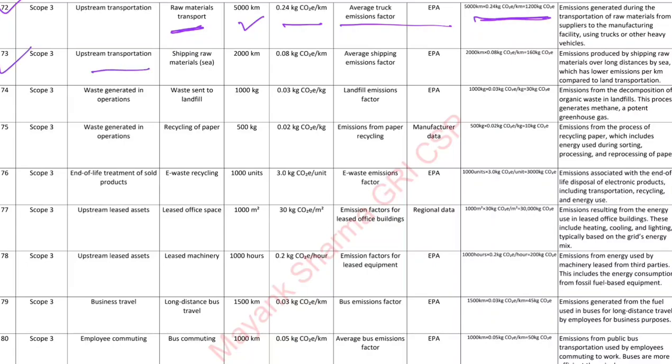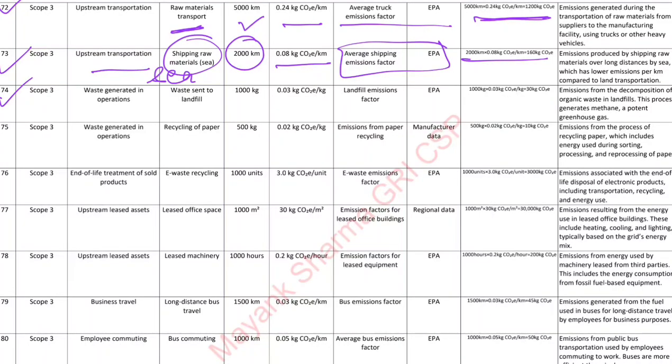Scope 3 upstream transportation, again shipping the raw material through ship and through sea route. Okay, this is the distance traveled and emission factor, again average shipping emission factor we consider here. The emissions basically produced by shipping raw material over long distance by the sea, and again which has lower emissions per kilometer compared to land transportation.